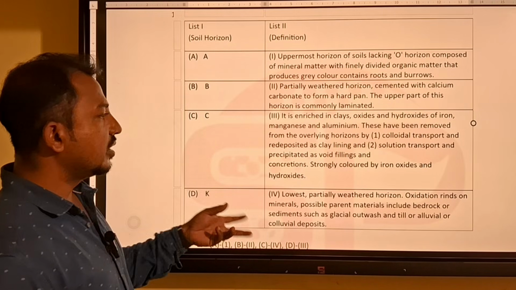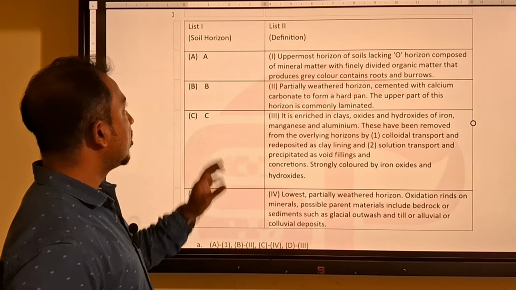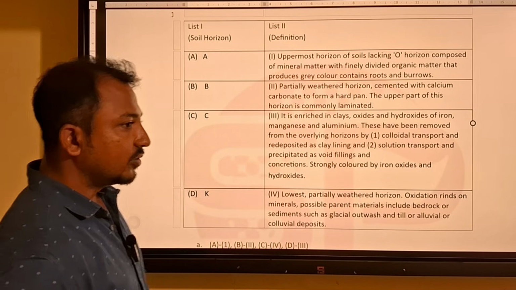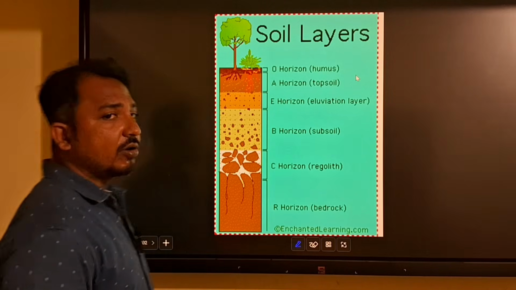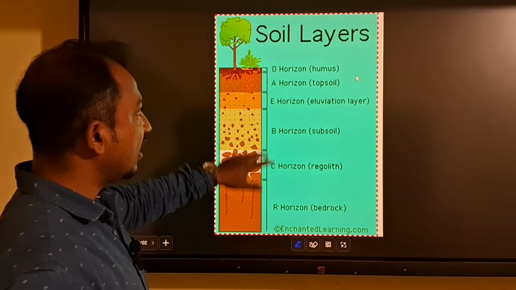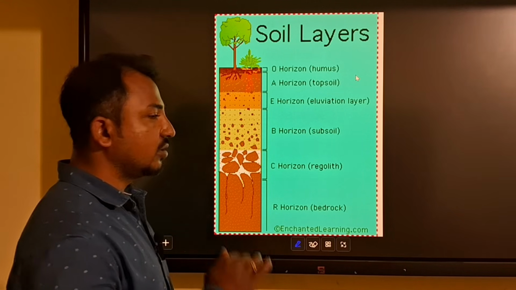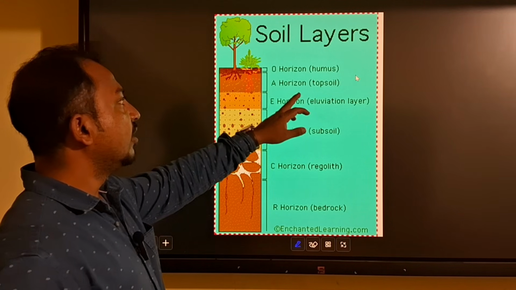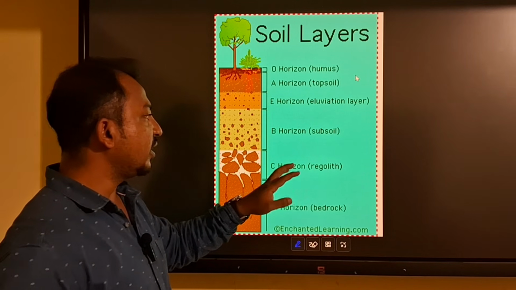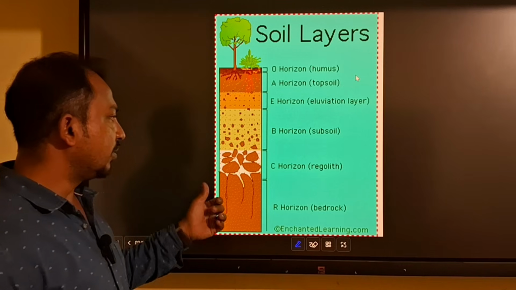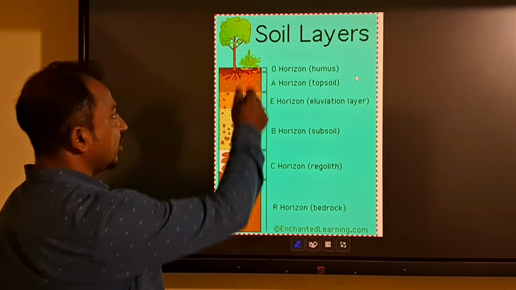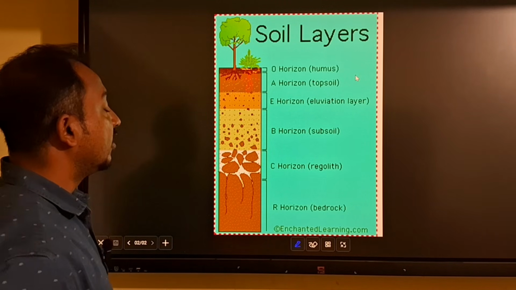Next comes this match-the-following question, where we have to match the different soil horizons and their characteristics. Let's see one figure. These are the different soil layers: O, A, E, B, C, R. The O horizon is humus, the top horizon. Then A is the topsoil. The E horizon is the eluviation layer. Then the B horizon is the subsoil, and the C horizon is regolith, the broken fragments. Then there is bedrock. So these are the different layers of the soil.